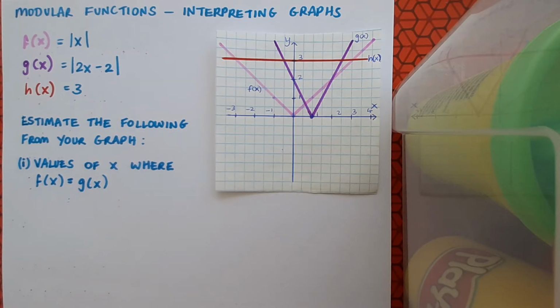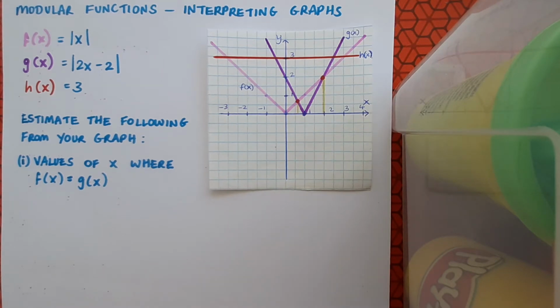Well, it means that we want to look where f of x and g of x intersect, and then drop to the x-axis and see what x values we read at those points. With questions like these, I will be allowed a little bit of leeway. Just be careful to answer as accurately as you possibly can. In my diagram, it looks like x equals 0.6 and x equals 2.